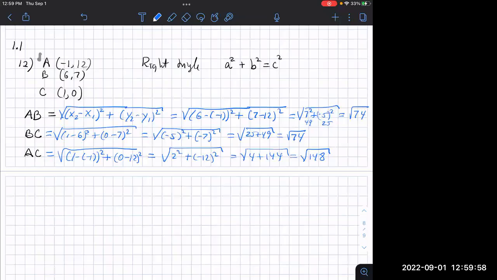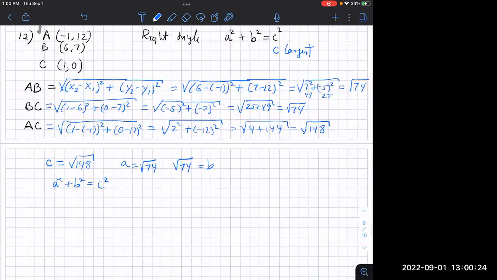Okay, so the only requirement is C must be the largest. So then that means that C must be square root of 148. And then A and B, in this case, they're the same, but A and B can be interchanged. Square root of 74. Okay, so now check if we have A squared plus B squared equals C squared.